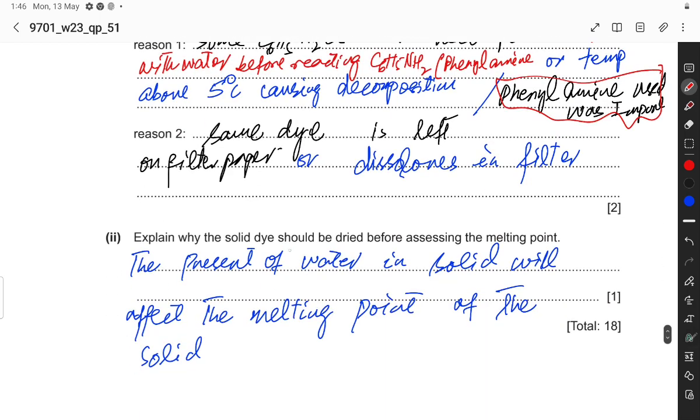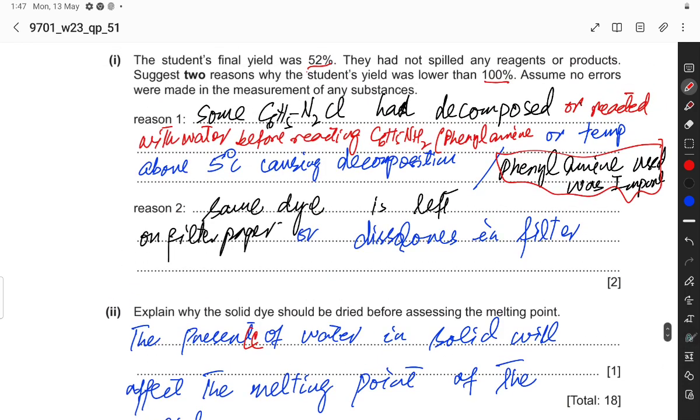Explain why the solid dye should be dried before assessing the melting point. The presence of water in the solid dye will affect the melting point of the solid, hence the solid dye should be dried before assessing the melting point.